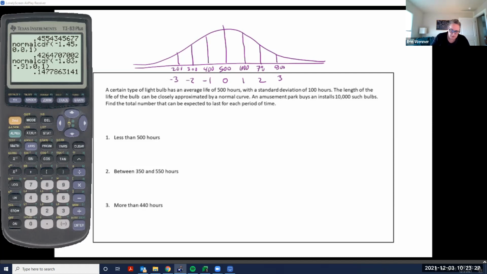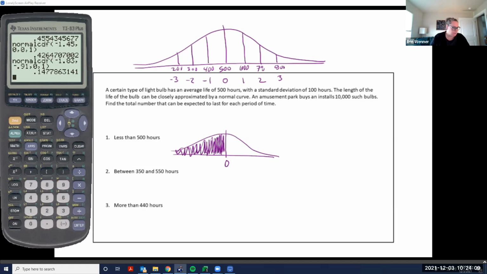So when we think about number 1, it says less than 500 hours. So if I were to draw this, 500 hours is the mean, which is 0 right here. And we want less than 500 hours. So remember, for less than 500 hours, we have half of it covered, right? So we would know that it's going to be half of those possible. But let's go through the process to show why this comes out.